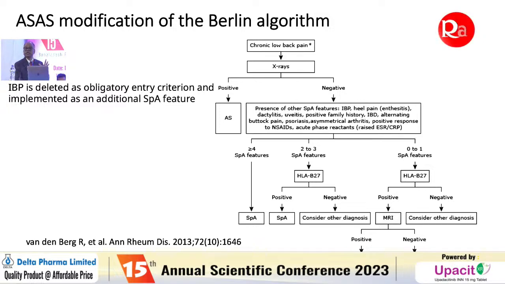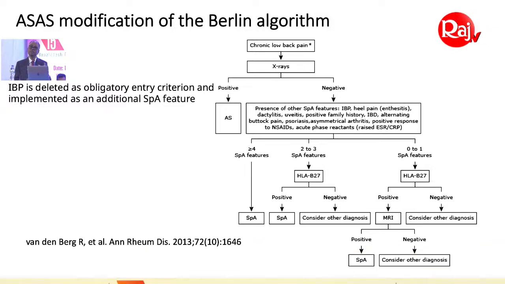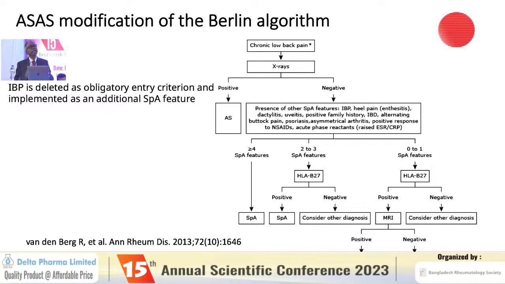Do an X-ray of pelvis, straight. They ask for X-ray of pelvis to see the SI joints. It can be oblique view, or the other views to see the SI joints. If X-ray is positive, that is grade 3, 4, 5, then you go for modified New York classification criteria to diagnose the ankylosing spondylitis.